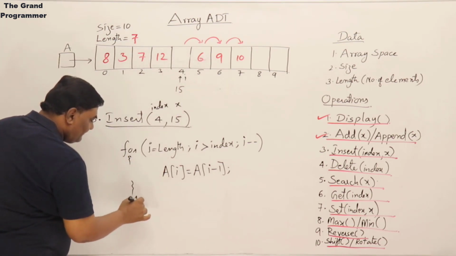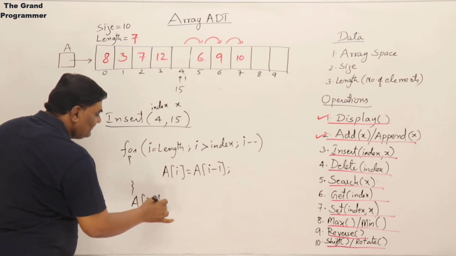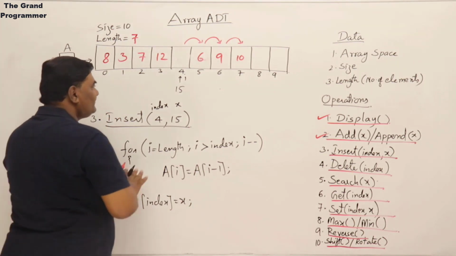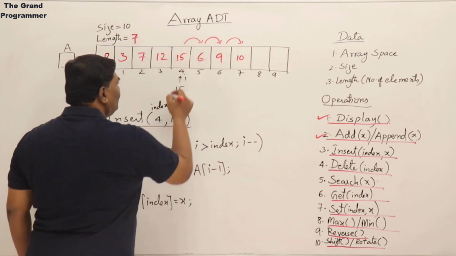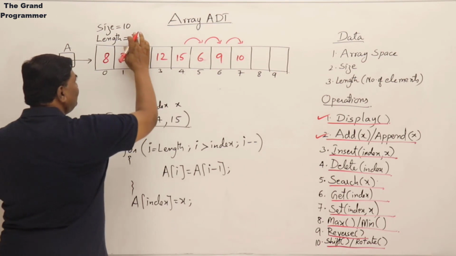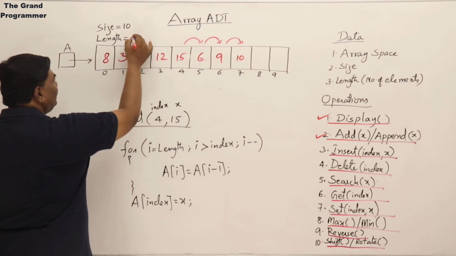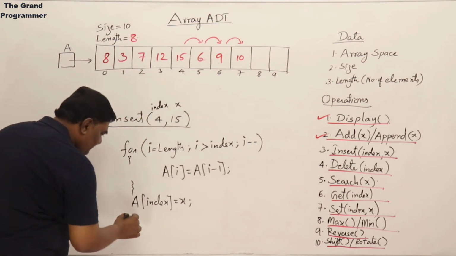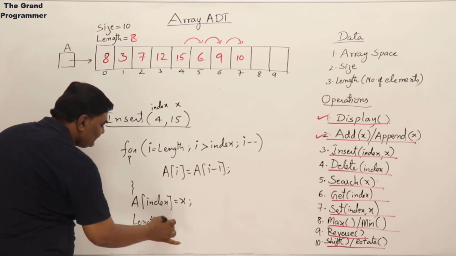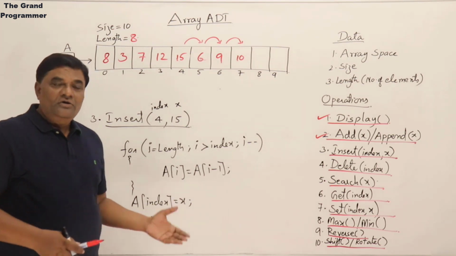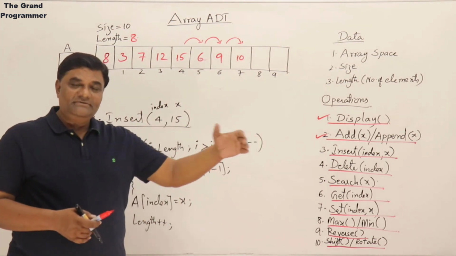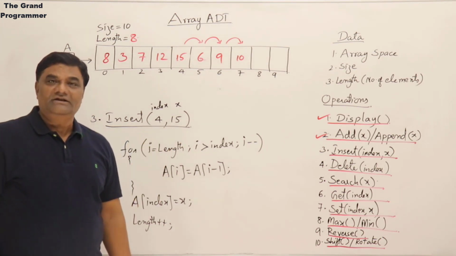So at A of index, means the index at which we wanted, copy the value 15. So 15 will be copied here. Now once this 15 is copied here, the number of elements has increased by 1. So this 7 should become 8. So it means I should also increment length, length plus plus. That's how we can insert a new element at a given index by shifting the other elements and providing a free space for the new element.